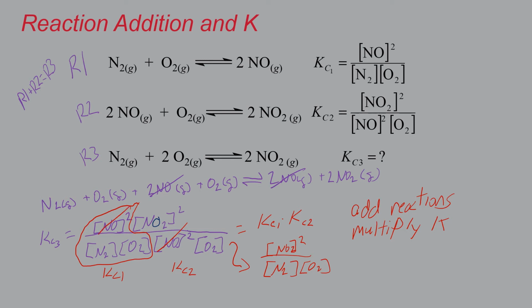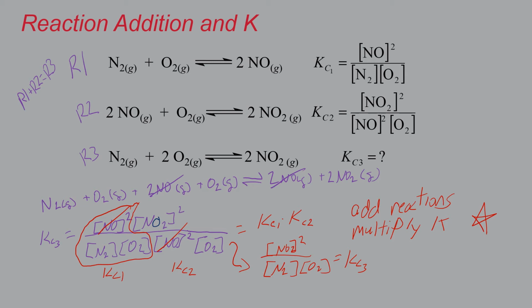Those are the ones that cancel. All right, and then here, this is also what you would have written down if you would have just seen R3 all by itself. And again, this is the big thing. If you're adding reactions, you're multiplying the K. If you're subtracting reactions, you're dividing the Ks.